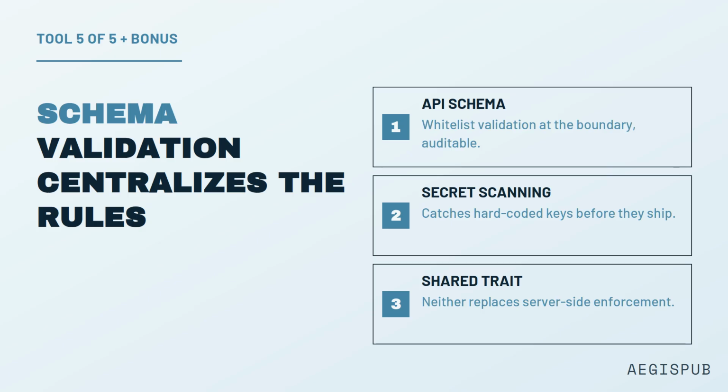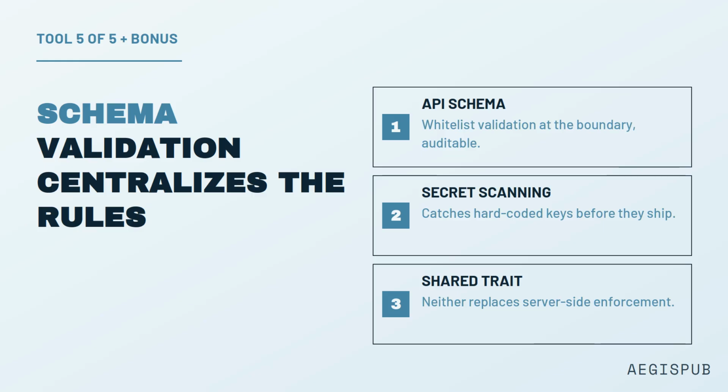This is whitelist validation at the API boundary. It does not require the application developer to write validation code in every endpoint function. It centralizes the enforcement and makes it auditable. The trade-off is that the schema must be kept current with the application's actual behavior, which requires discipline, tooling, and a development culture that treats the schema as authoritative rather than aspirational.